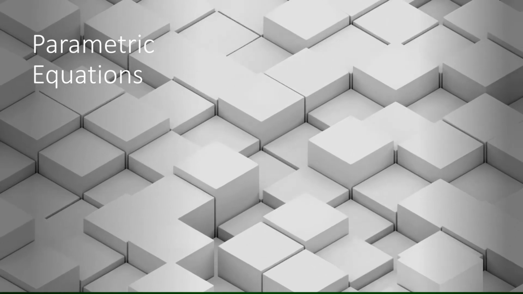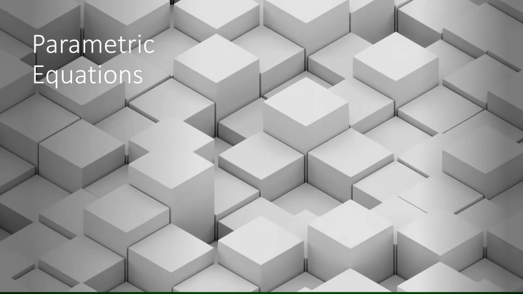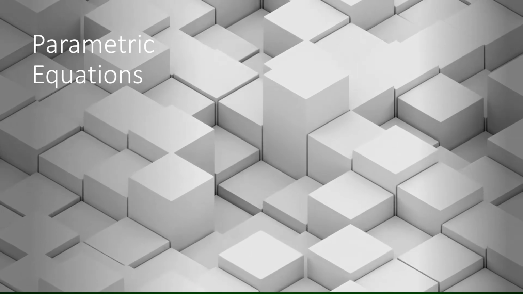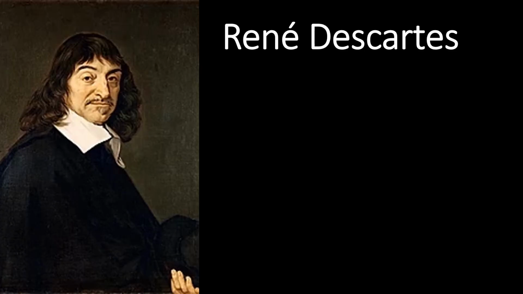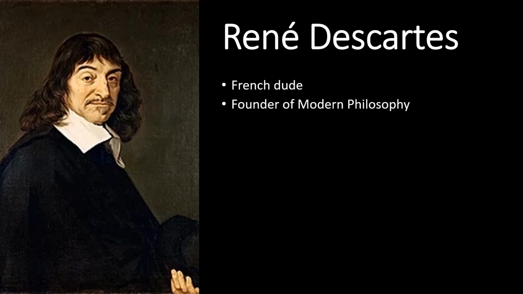Okay, so we're going to look at a little offshoot of functions now, which is called parametric equations. But first off, we're going to briefly appreciate René Descartes. René Descartes is a French dude. He's the founder of modern philosophy, apparently. He came up with the saying, I think, therefore I am.